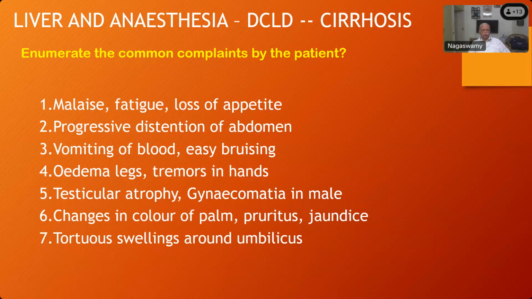Occasionally, they may come for the first time with vomiting of blood, and they may have edema of the legs and tremors in the hand. In a male patient, they may complain of testicular atrophy, changes in the color of the palm, and tortuous swellings around the umbilicus. And lastly, relatives may also say this patient has an alcohol abuse habit.